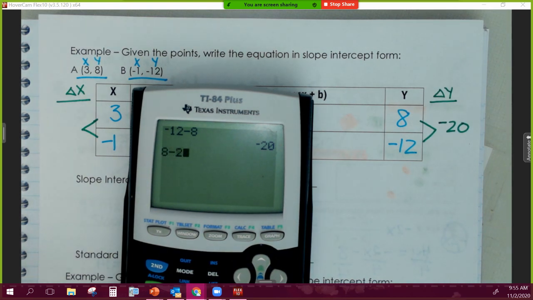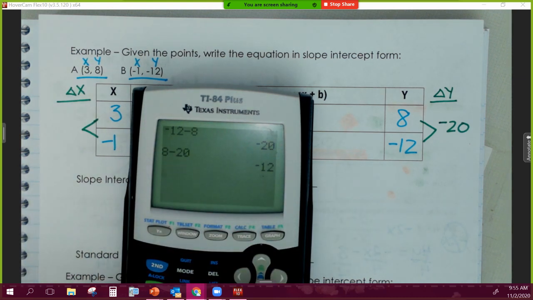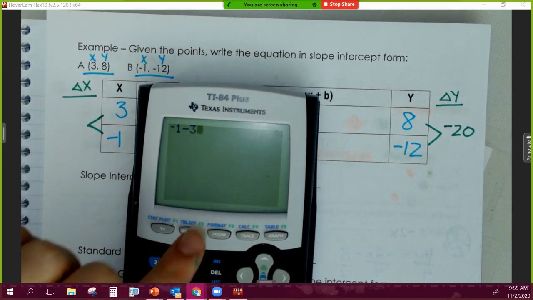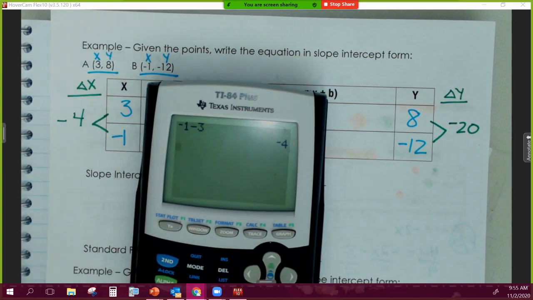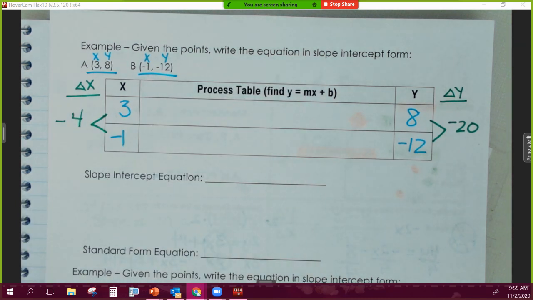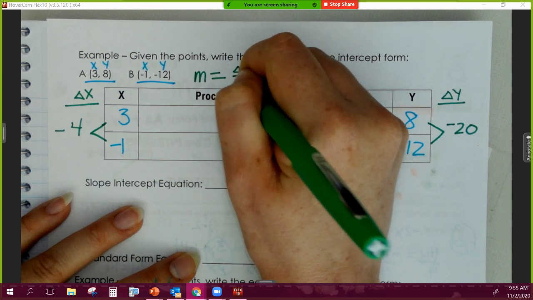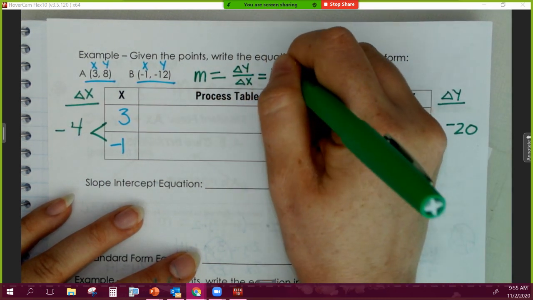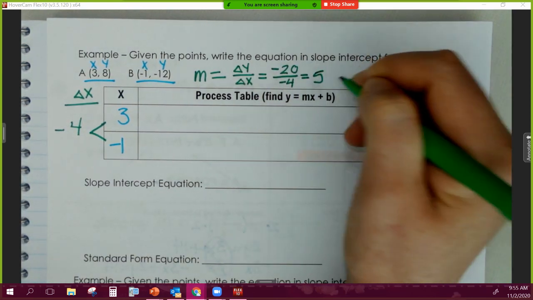And you can always check your work. 8 minus 20 gives me negative 12. From 3 to negative 1, look at the change. So go negative 1 minus 3, and that gives you negative 4. So that's the change. 3 minus 4 will give you negative 1. To calculate your slope, which is your m, you divide change in y over change in x. So negative 20 over negative 4 is equal to 5.